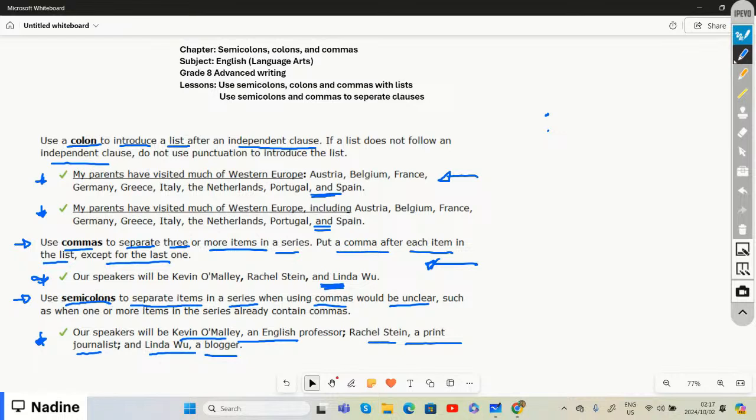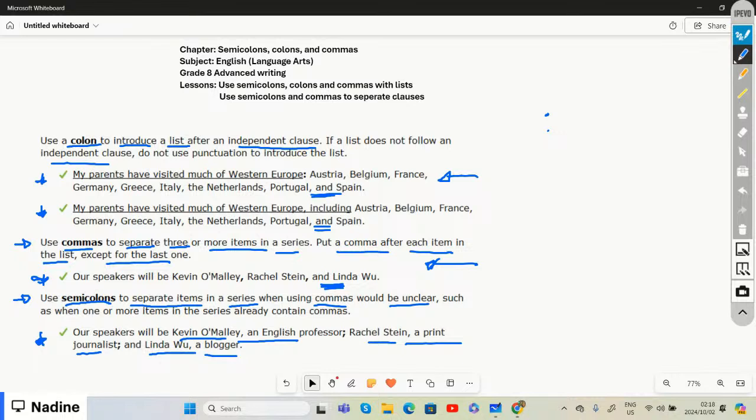But if the list does not follow an independent clause, then we do not use punctuation to introduce the list. When it does not include an independent clause, it means we have added words like including or such as, and now the list just goes on and on without using our colon.